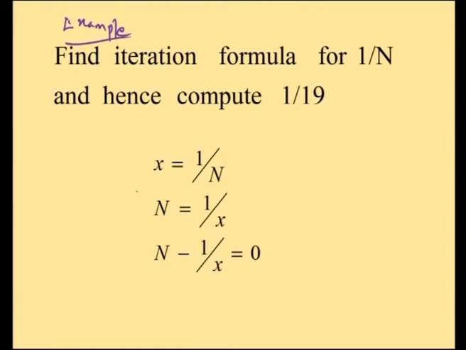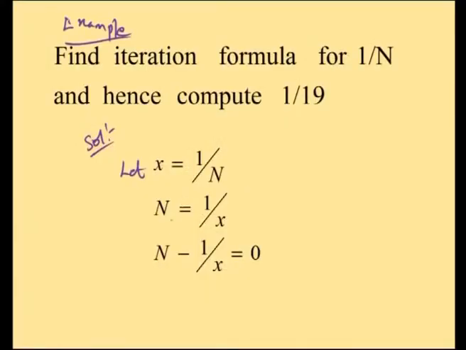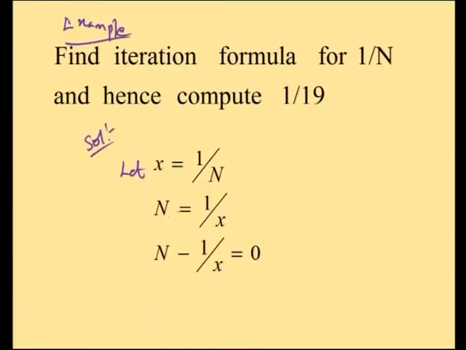So we shall start with, let x is equal to 1 by n. Here we should not take x minus 1 by n. We should take the reciprocal and proceed, because the condition for convergence for the Newton-Raphson method must be satisfied, that is, f of x into f double dash of x should be less than epsilon square.